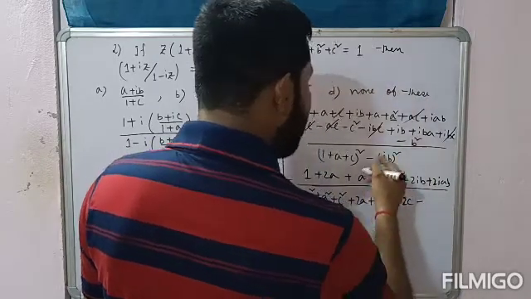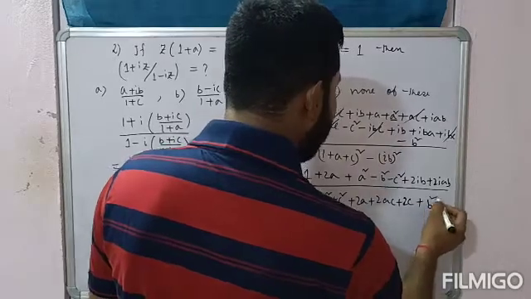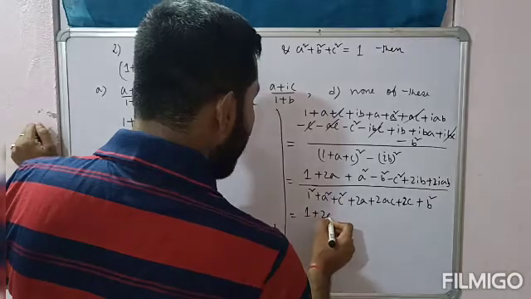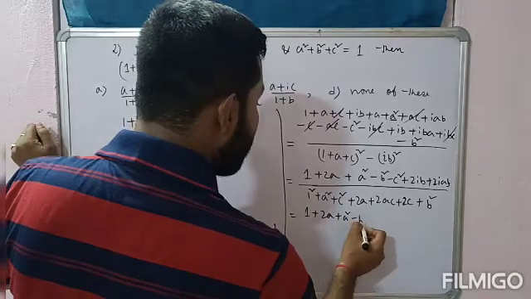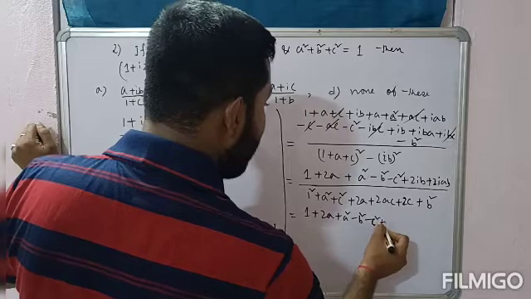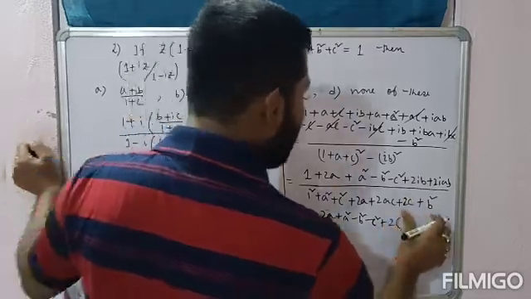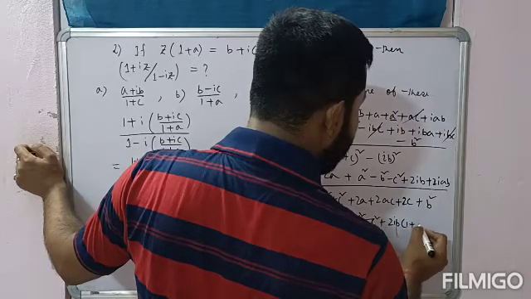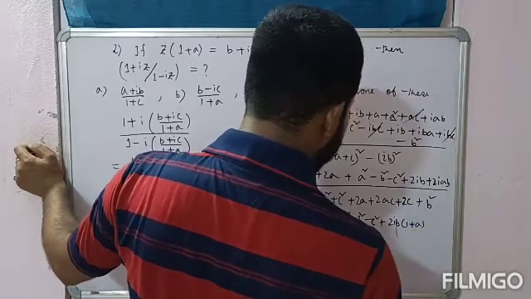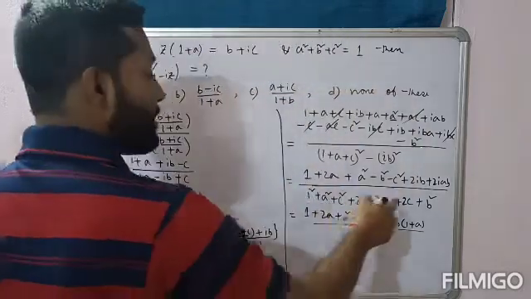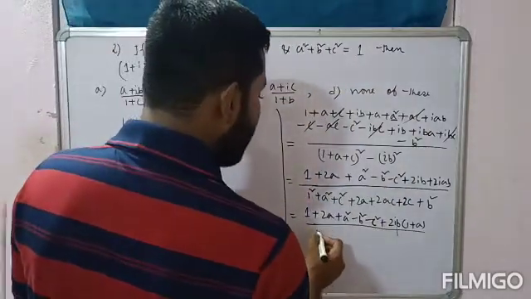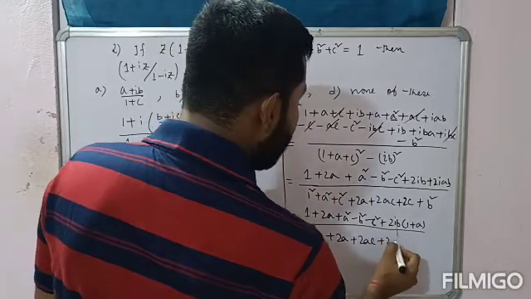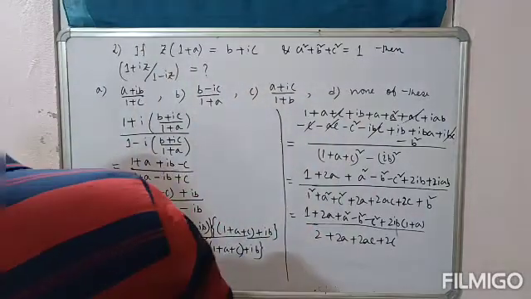minus, look at here, i square, minus minus will become plus, that is b square only. Okay, so 1 plus twice a plus a square minus b square minus c square plus, if I take 2ib common from here, then this will be 1 plus a only. What about the denominator? A square plus b square plus c square, 1 plus 1, that is 2, plus twice a plus 2ac plus 2c. Okay, this is the denominator.